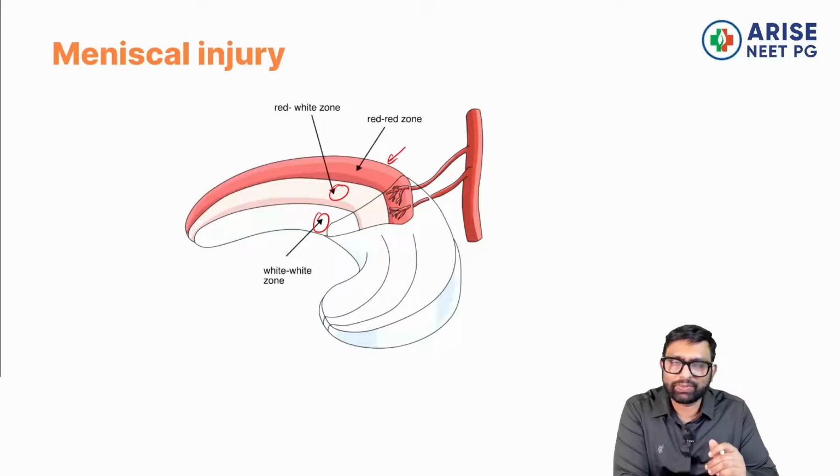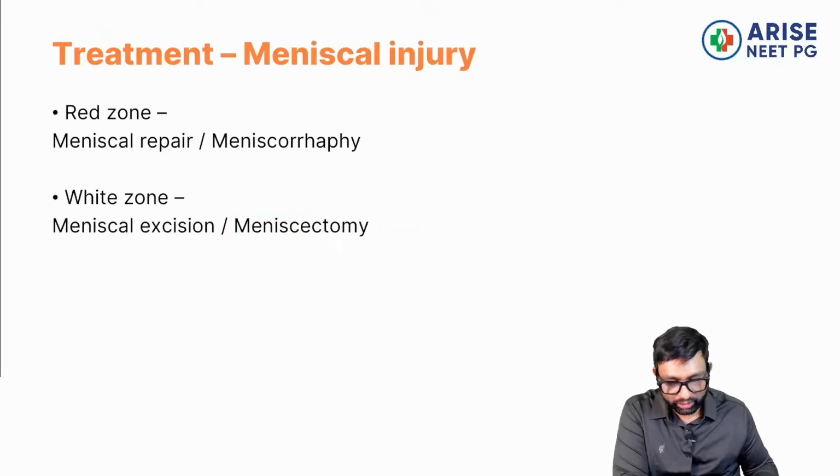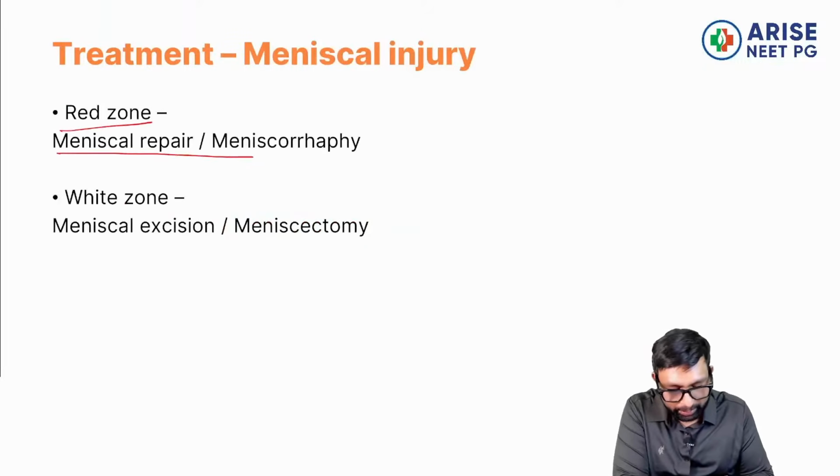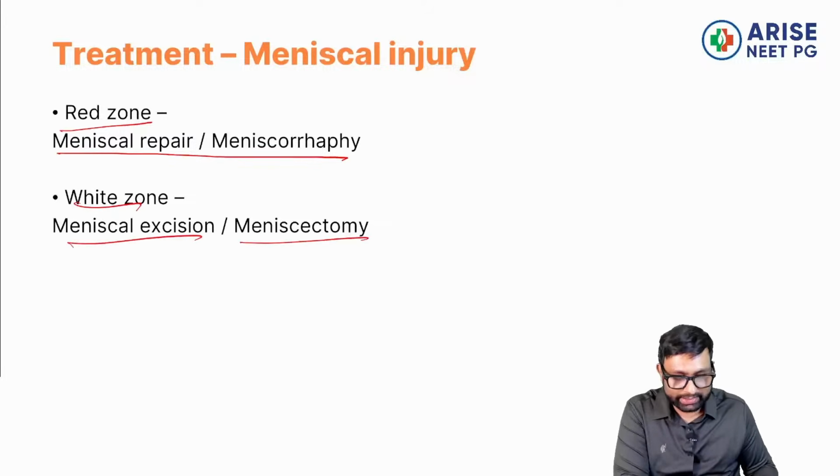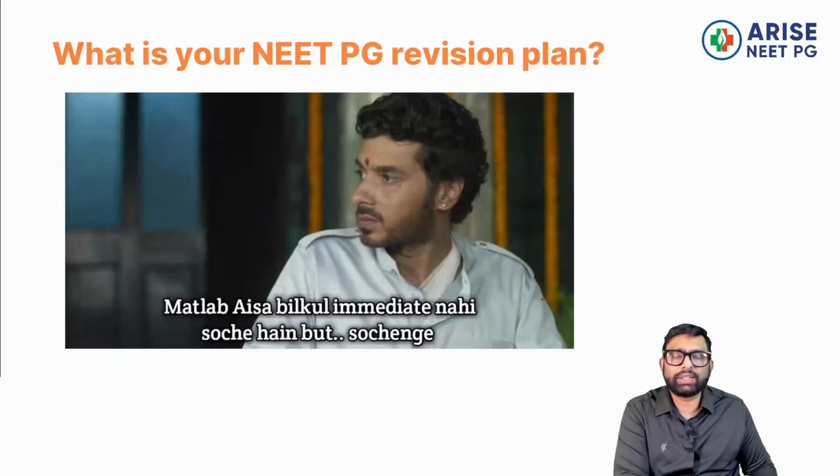So in such cases, we end up shaving the meniscus. But if there is a red zone tear, we try to repair it. We do a meniscorrhaphy. So the treatment for the red zone is a meniscal repair or meniscorrhaphy. For the white zone, we do meniscectomy or meniscal excision. Okay, so that is a treatment option.